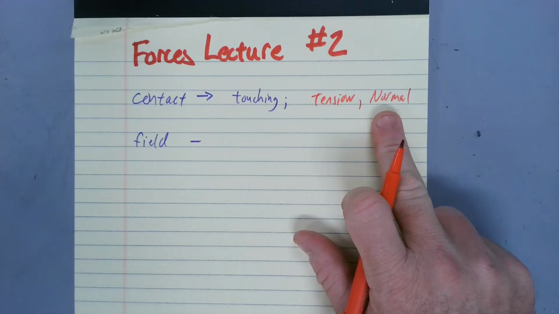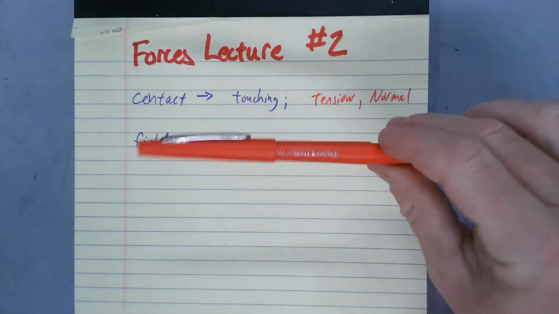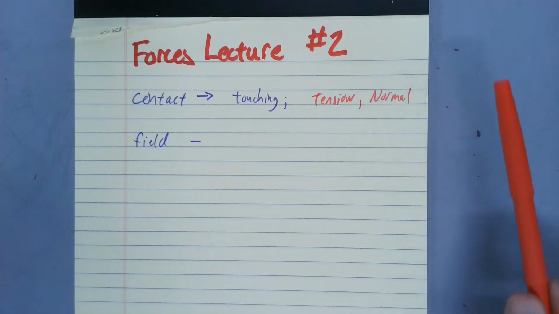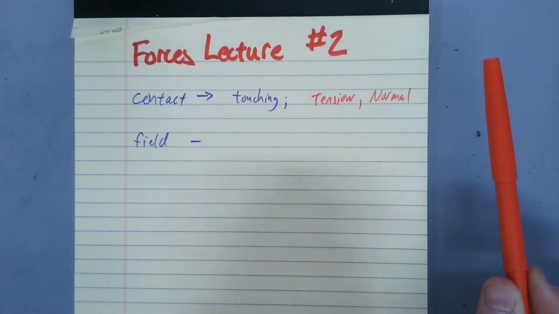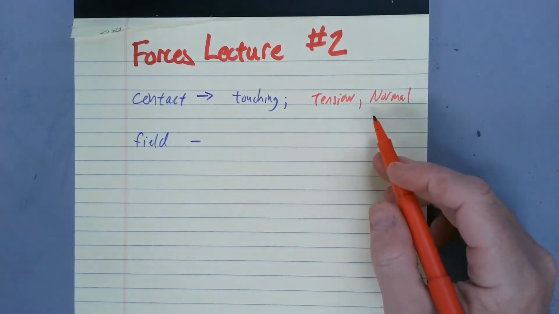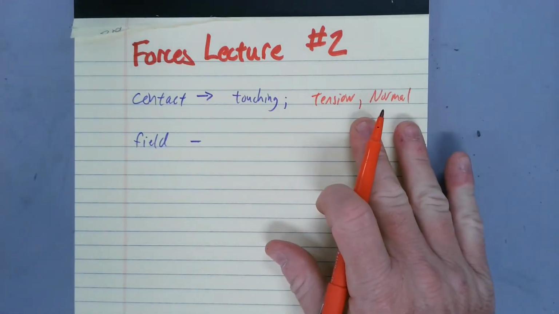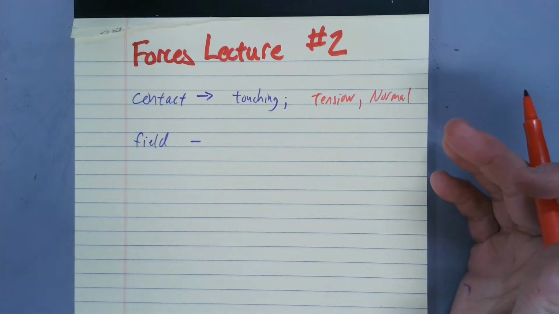Without any contact between the surface, say this pen, it is not in contact with the table, so therefore the table can't be pushing back against it with a normal force. So normal force, tension, and some others that we're going to look at are examples of contact forces.